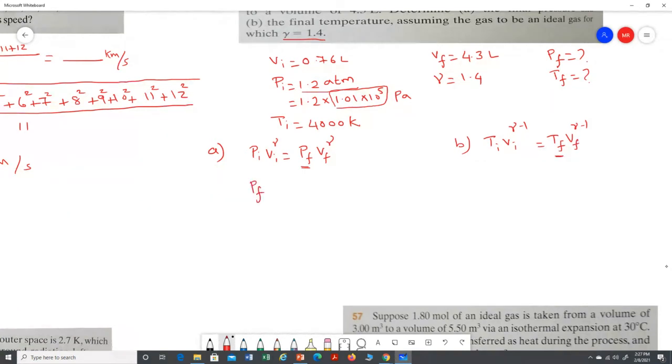So PF is equal to P initial V initial gamma divided by V final gamma. Am I right? So I can write this as P initial times V initial over V final, the whole power gamma. Now you can see the initial pressure is given in the question. Initial volume is given. Final volume is given. The value for gamma is given. So you will easily get the answer for the final pressure. Am I right?